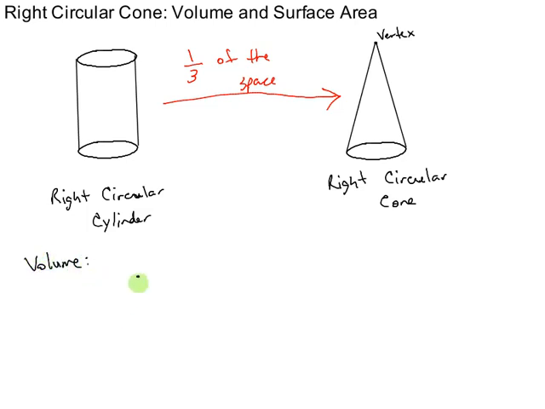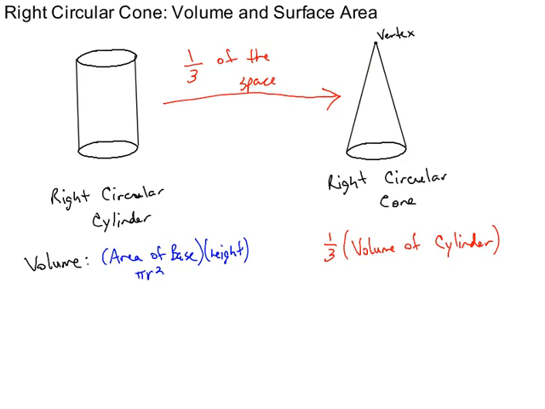If you recall, the volume of a right circular cylinder is the area of the base times the height, and of course the base is a circle, so the area of the base is pi r squared. For a circular cone, it's very similar, except it's 1/3 of the volume here. So it's 1/3 times the volume of the cone or the cylinder.